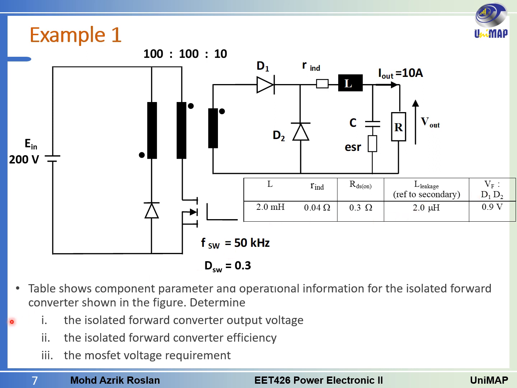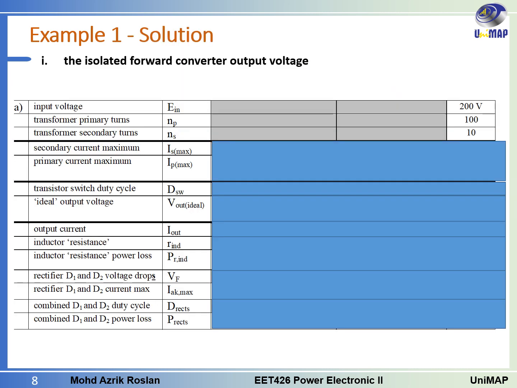So we have to determine, first, the isolated forward converter output voltage, second, the isolated forward converter efficiency, and third, the MOSFET voltage requirement. As the input voltage is already given, we can straight away write E in equals 200 volt. The transformer primary turn ratio is 100, and the secondary is 10.